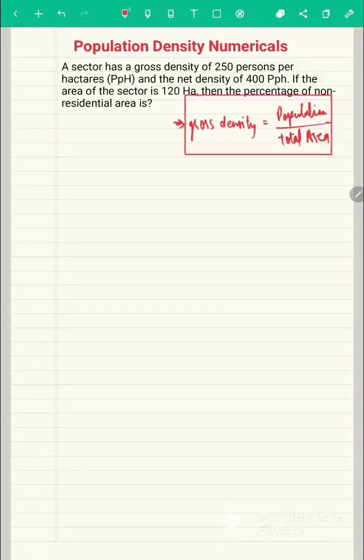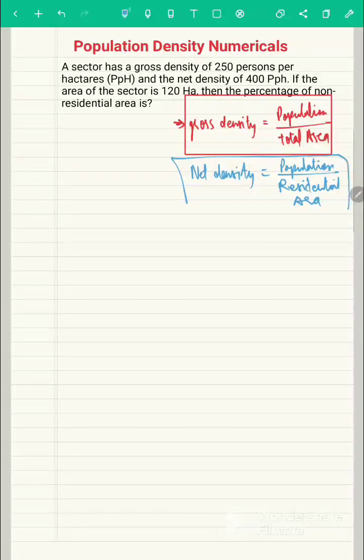Besides this, there is one more formula, that is net density equals population upon residential area. So these are two important formulas. On the basis of this we can solve this question.